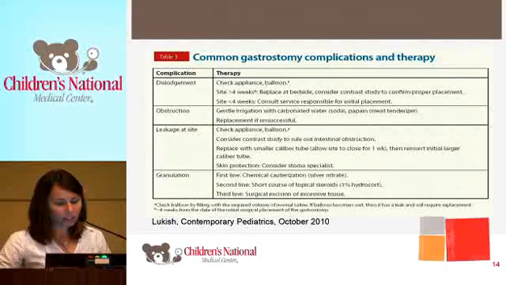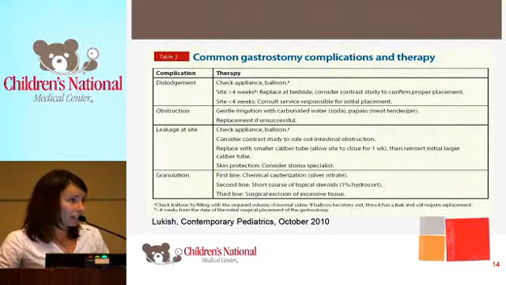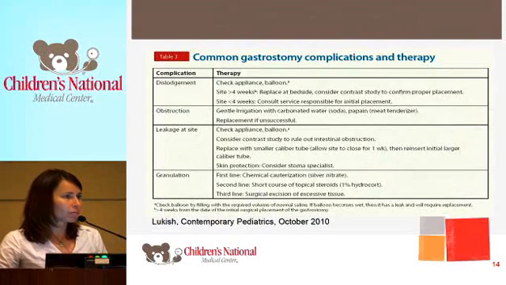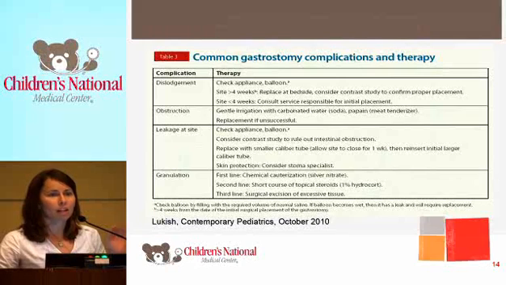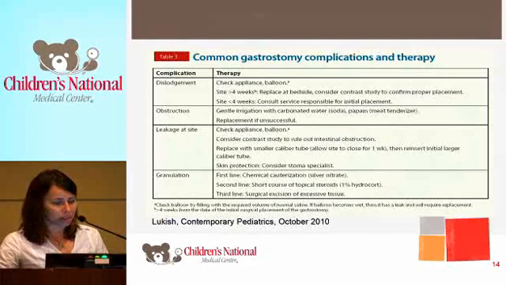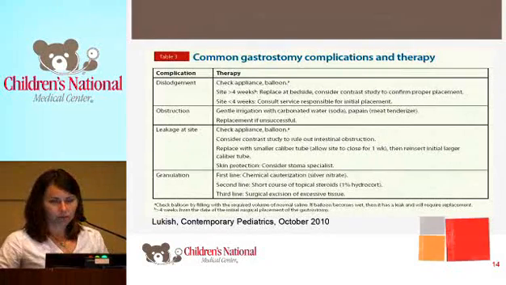site. You can replace it with a smaller caliber tube. If it's a chronic leaking issue, you can replace it with a smaller caliber tube and then let it sit for a week and then go back and try to insert the larger tube, and then the stoma will have closed up a little bit and you'll be able to hopefully have a little bit of a tighter seal.